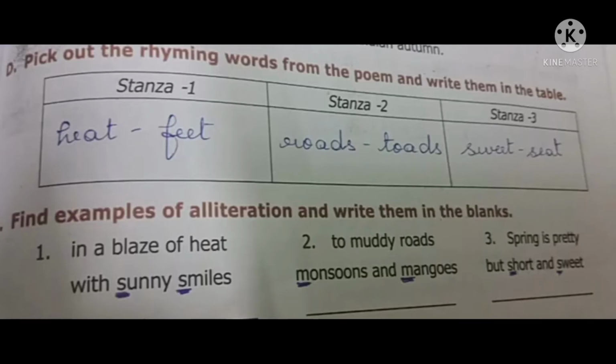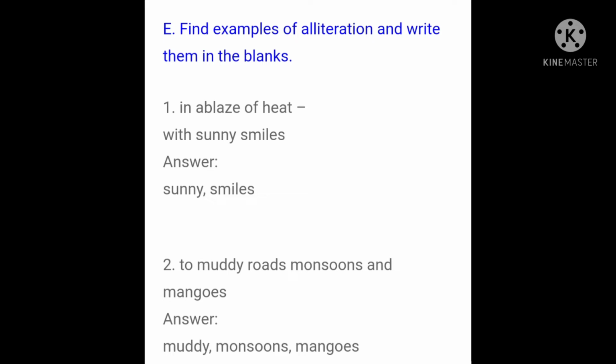Section D. Pick out the rhyming words from the poem and write them in the table that you know very well. Check the ending sound and write. A few examples I did for you. This you can do by yourselves. Following this we have alliteration. Alliteration is nothing but repetition of consonant letters in the same line.